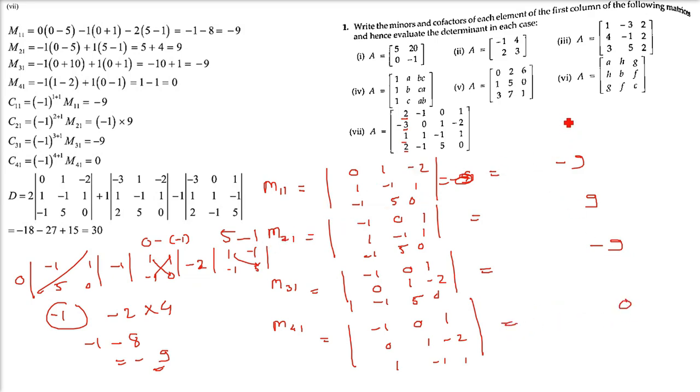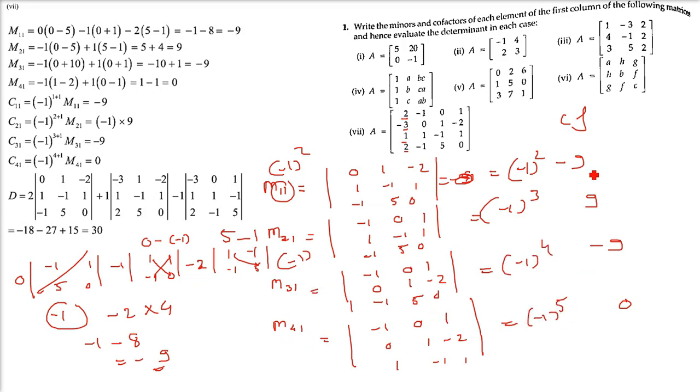These are the minors. In order to find out the cofactor, negative 1 to the power 1 plus 1, it will be 1 only. Negative 1 to the power 2 plus 1, it will be negative. Then negative 1 to the power 3, negative 1 to the power 4, negative 1 to the power 5. So only the second one and the fourth one will be negative. So M21 and M41 will be multiplied by negative, others remain the same. So you get negative 9, negative 9, negative 9 and 0.